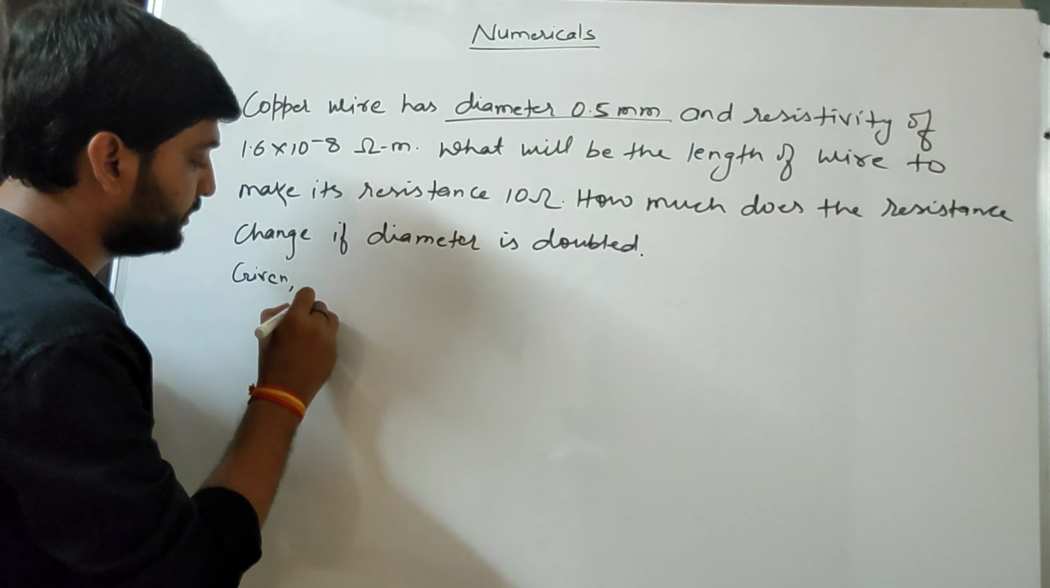So if resistance is given, resistivity is given, it means directly we have to use this formula. R is equal to rho L upon A. This is the formula which we are going to use here. So nothing to worry. First we have to convert this into meter, because you know the SI unit of length or diameter or radius should be in meter. So convert it into meter.